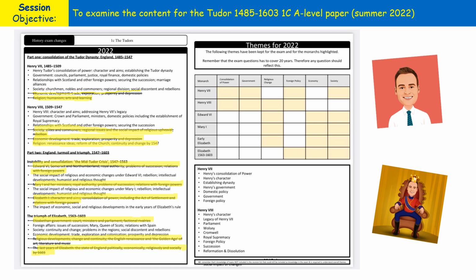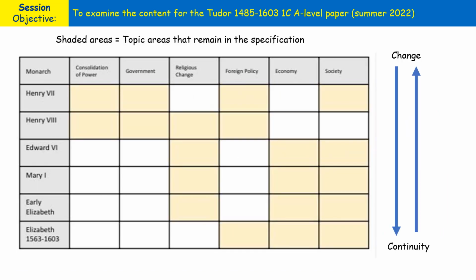Now I've expanded for you on the next slide the grid on the right hand side, so let's have a look at that. So here we've got the matrix, the grid of the different Tudor monarchs with the different themes that you'll need to have a good understanding for the summer 2022 Tudor paper. And the parts that have been shaded in that light yellow colour, they could potentially be in the summer 2022 Tudor 1C A-level paper.